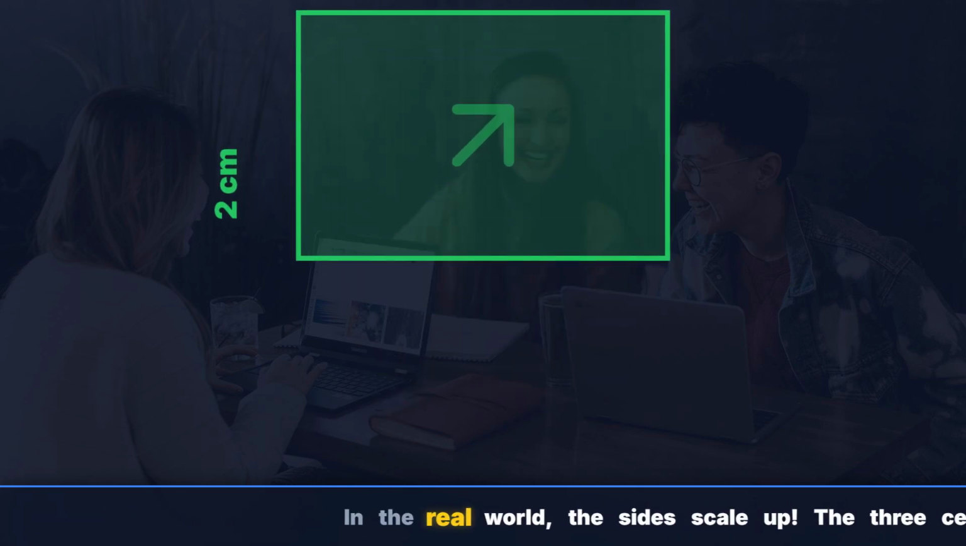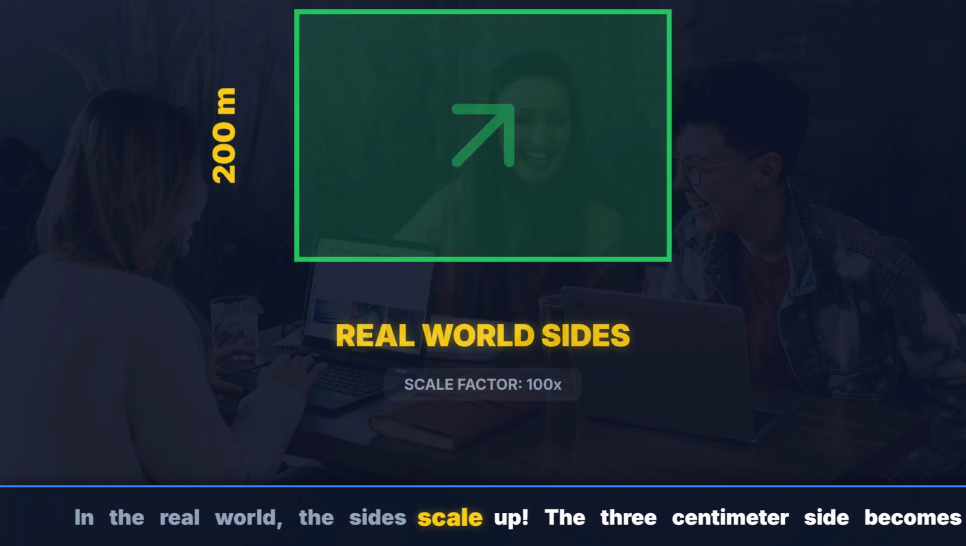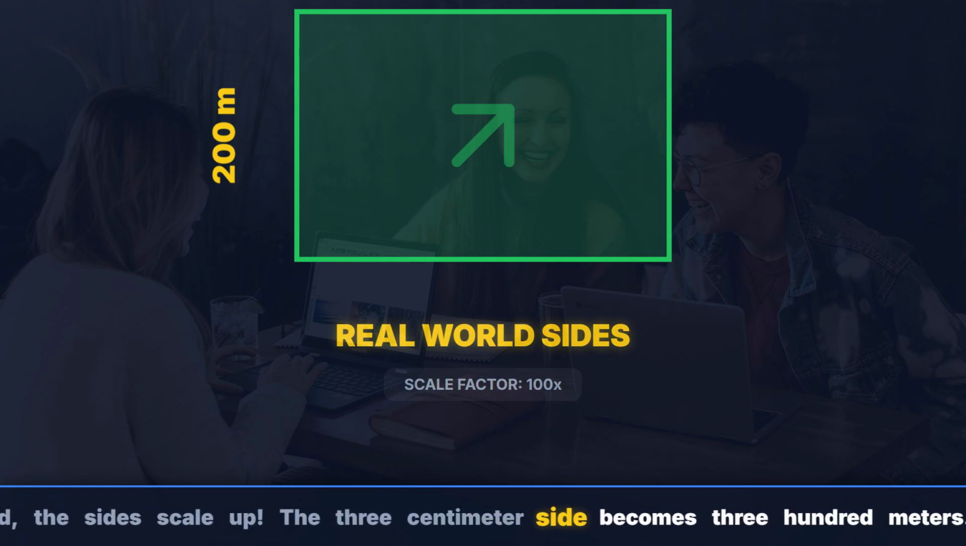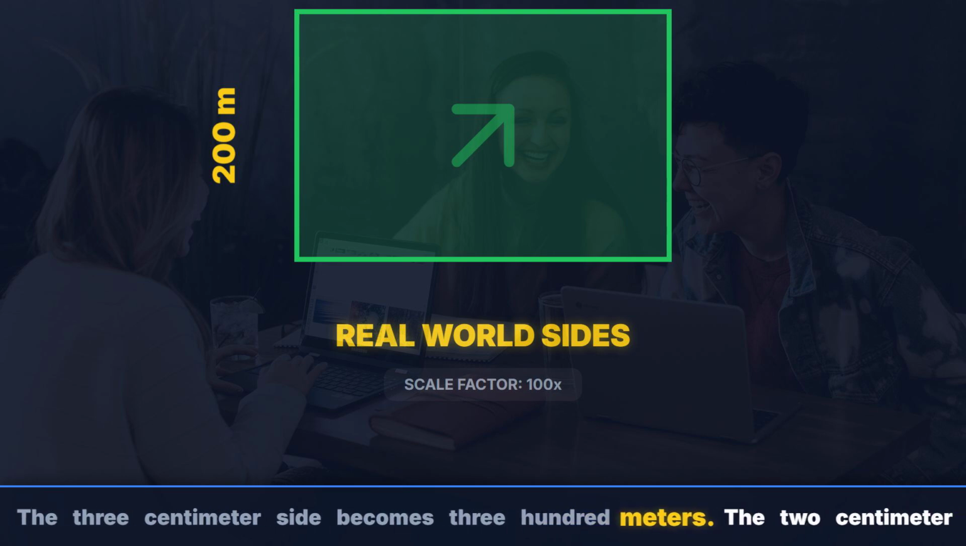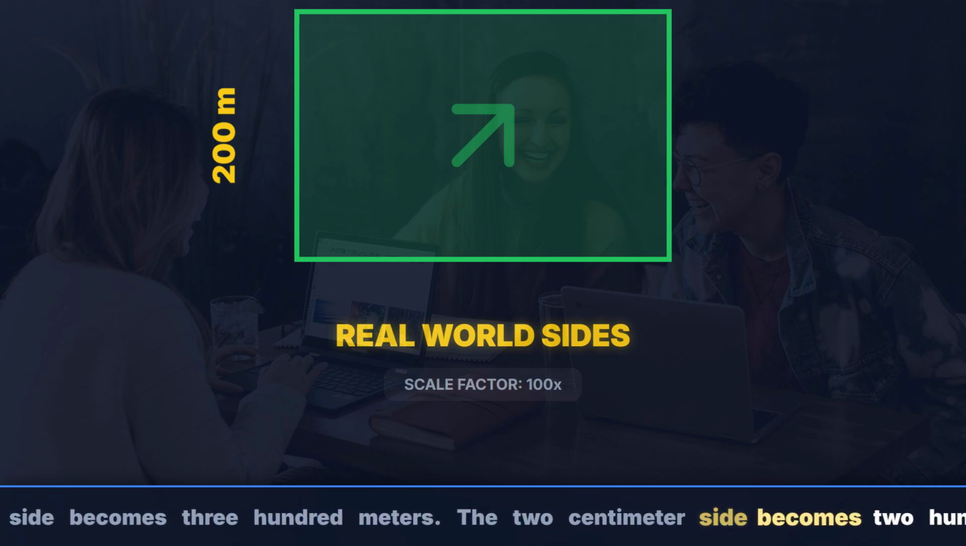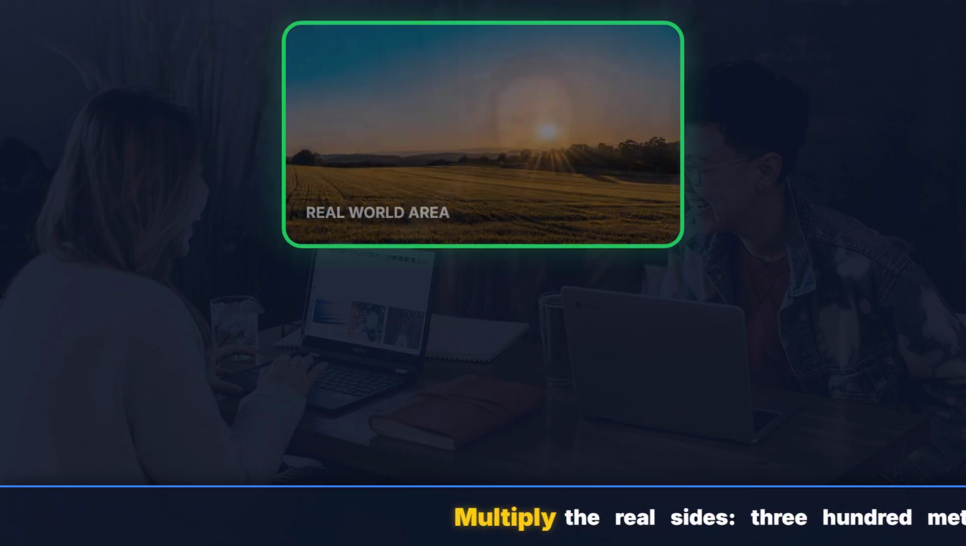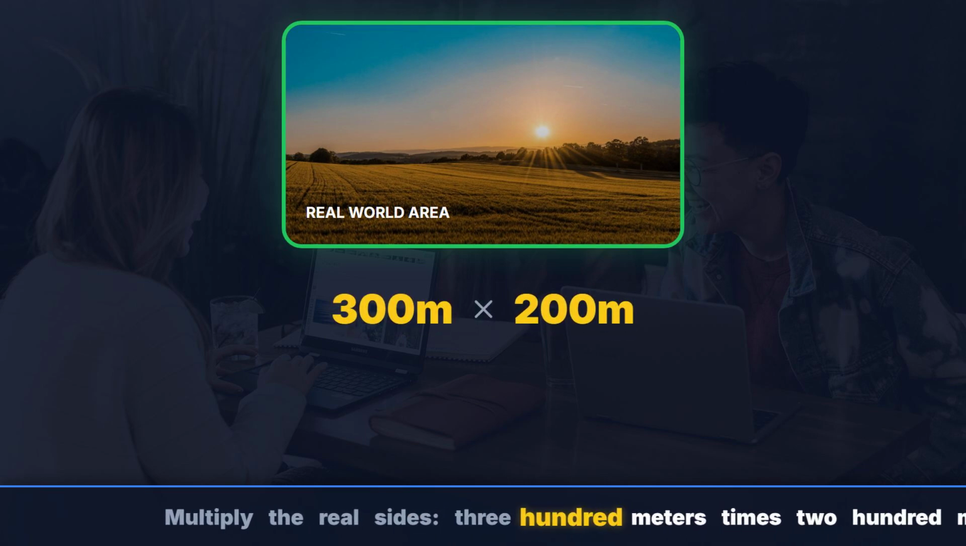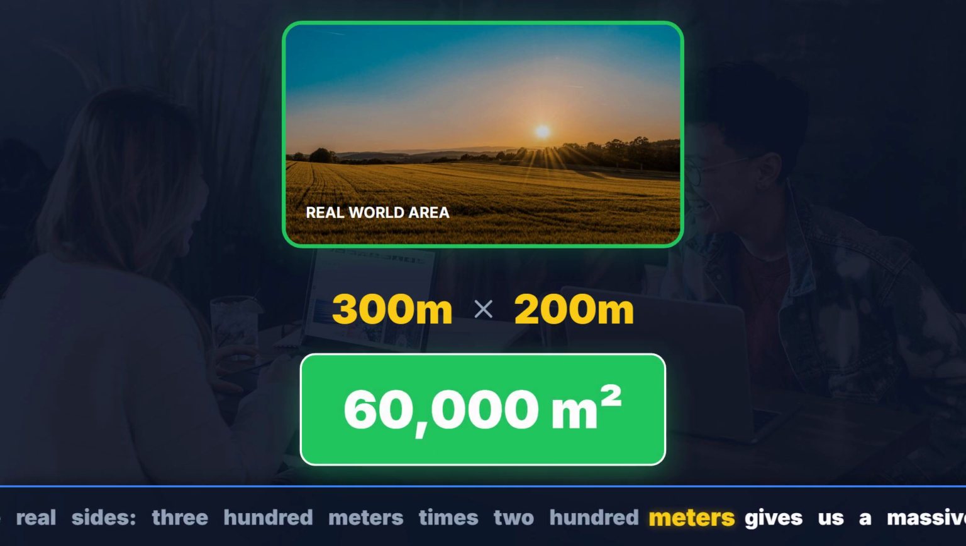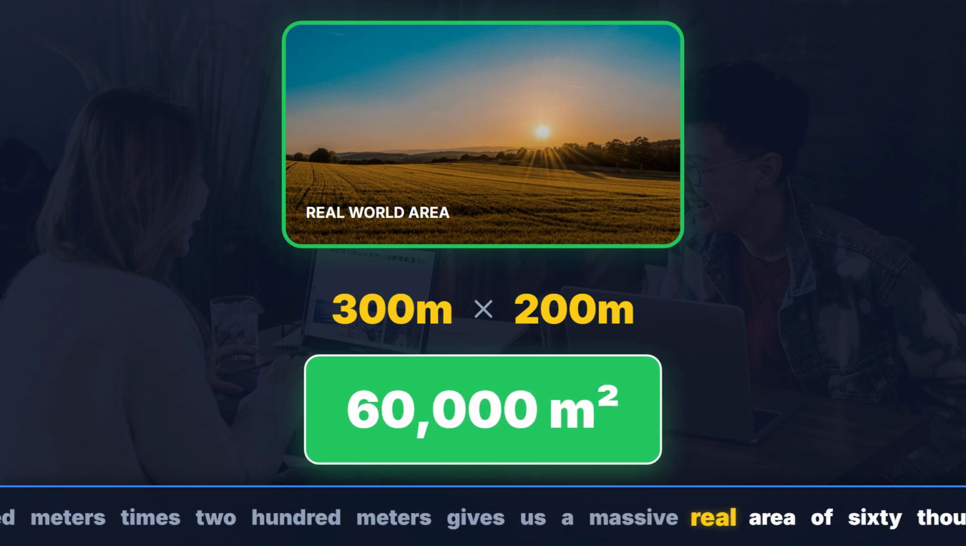In the real world, the sides scale up. The 3 centimeter side becomes 300 meters. The 2 centimeter side becomes 200 meters. Multiply the real sides. 300 meters times 200 meters gives us a massive real area of 60,000 square meters.